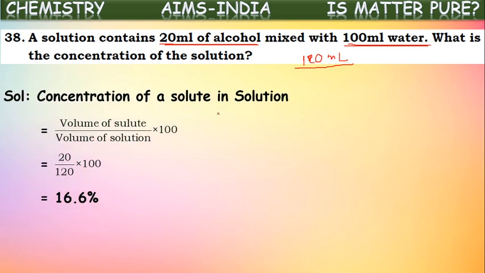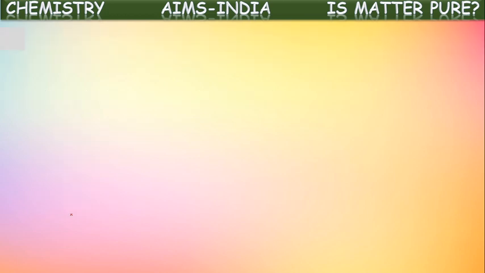Concentration of the solution is equal to volume of solute by volume of solution into 100. So here volume of solute is 20 and volume of solution you found as 120, into 100. After substituting, if you do the calculation, we get 16.6 percent. So the concentration of the solution in terms of volume is 16.6. Okay, in this way we do the calculations.